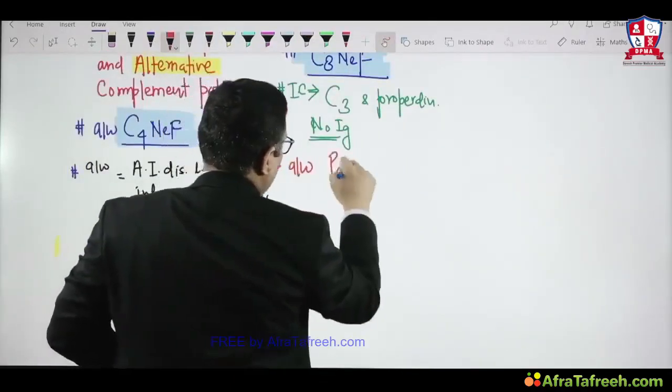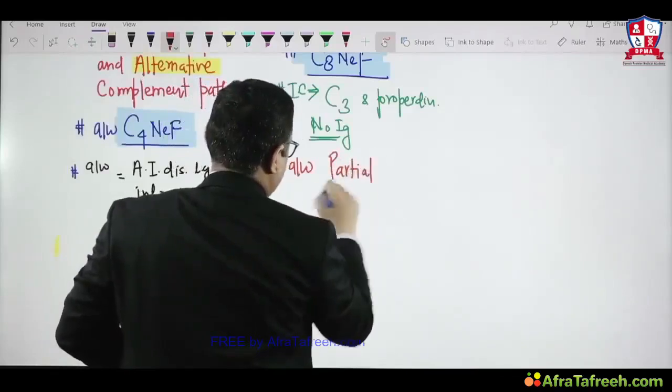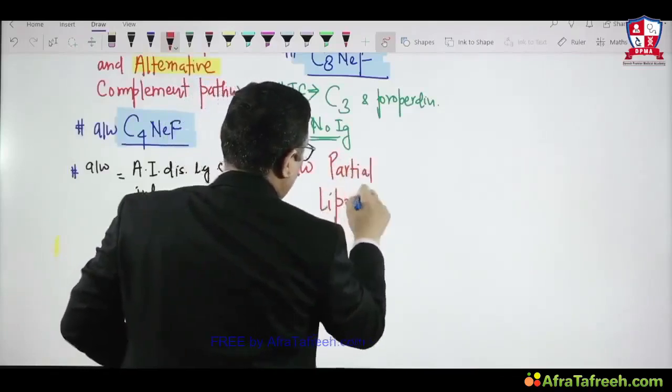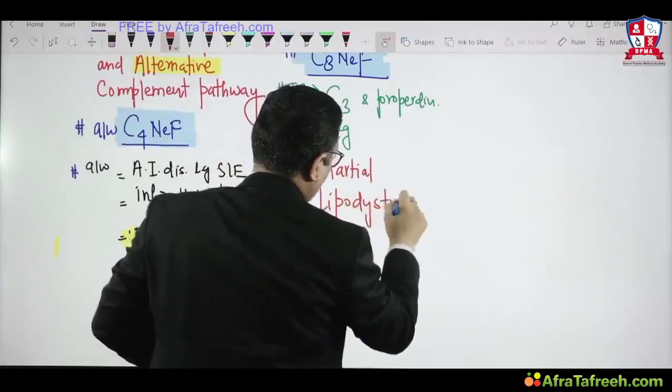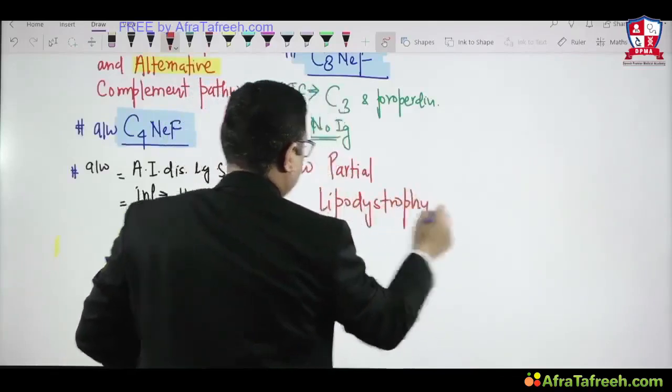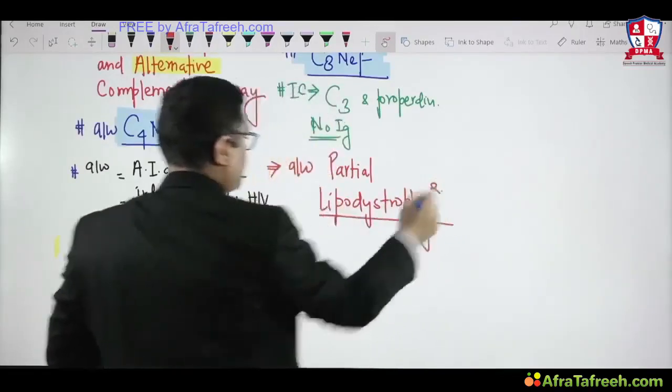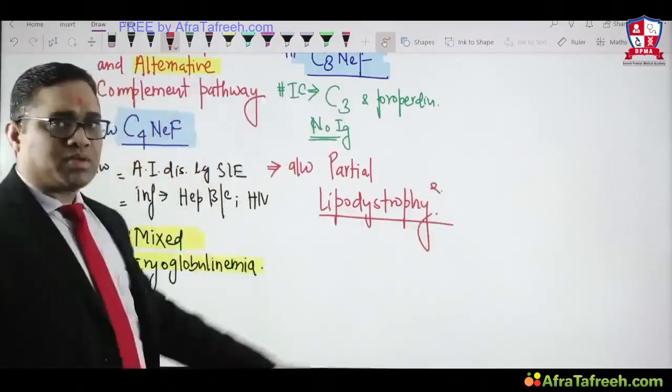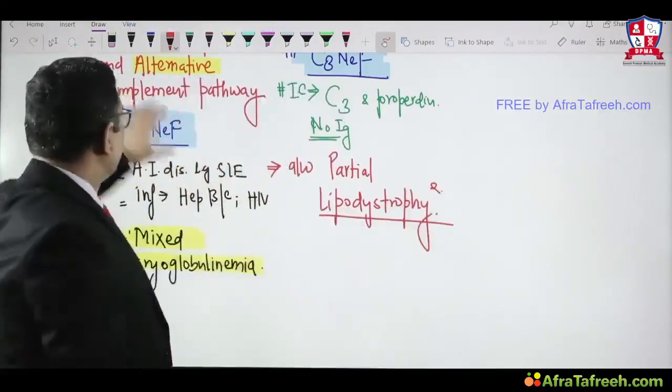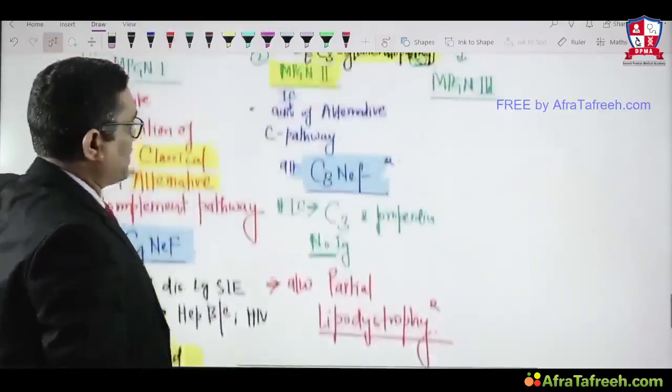Older All India question, associated with partial lipodystrophy. So they are associated with partial lipodystrophy. This was the older question which we have to keep in mind. So MPGN type 2 is associated with partial lipodystrophy, right?